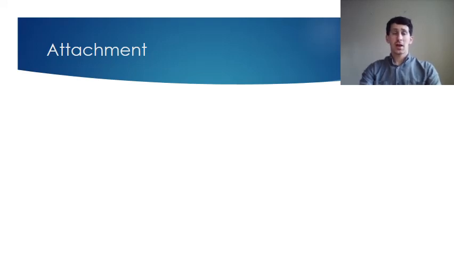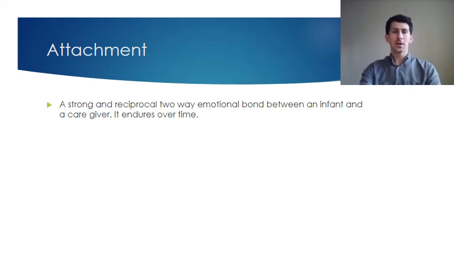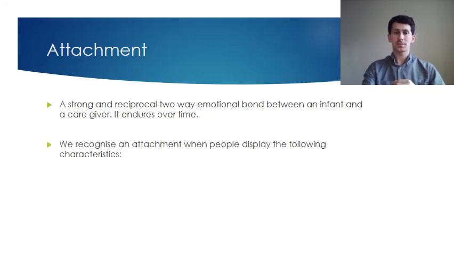So the first one we're going to have a look at is what attachment actually is, because in your exam you might be asked to give a definition of it or what attachment actually looks like. So attachment is basically a strong, reciprocal, two-way emotional bond between an infant and a caregiver. Okay, and this is something that develops over time. So you've got to get those key words into your definition. It's strong, it's reciprocal and two-way, so between the infant and the primary caregiver. It's emotional. So you've got all these keywords you've got to get into a definition.